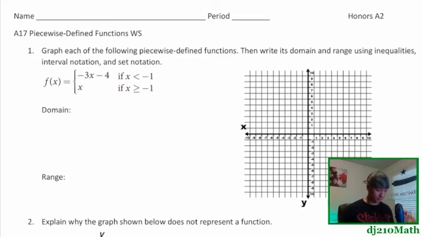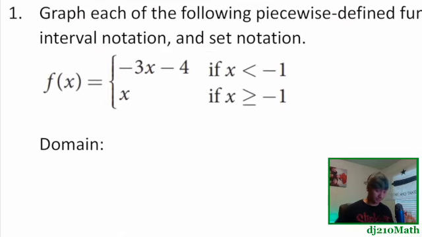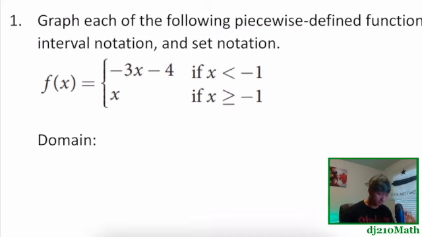Piecewise defined functions. So first off, let's look at the actual function itself. f of x is equal to negative 3x minus 4 if x is less than negative 1. And f of x is equal to x if x is greater than or equal to negative 1. So we have two separate lines here. We have the top line when x is less than negative 1, so left of negative 1, and then f of x is equal to x right of negative 1, greater than or equal to negative 1, that's to the right.